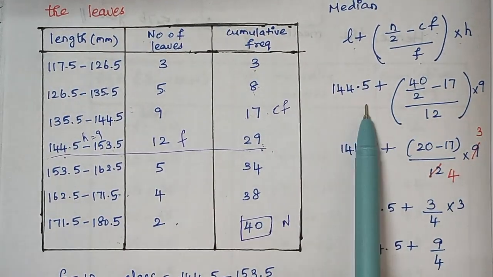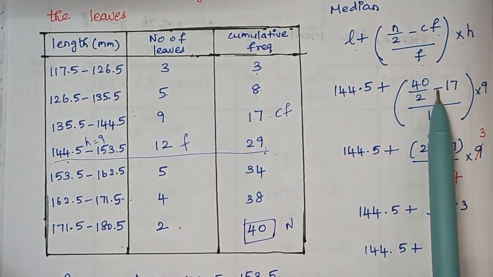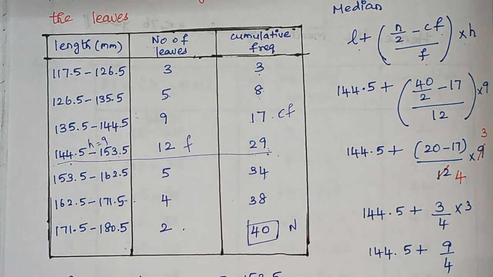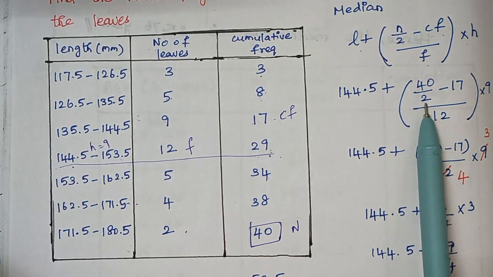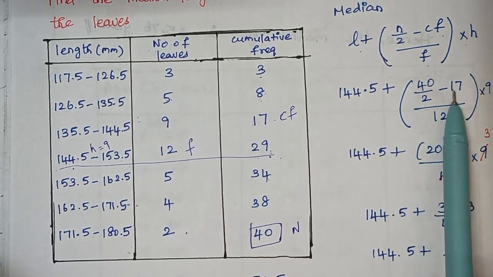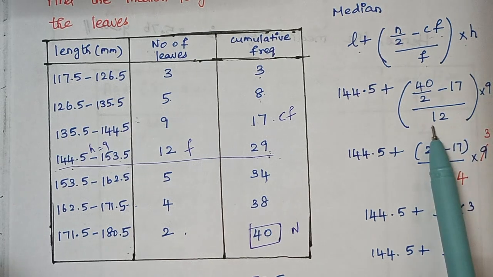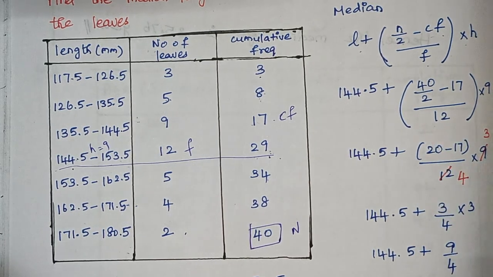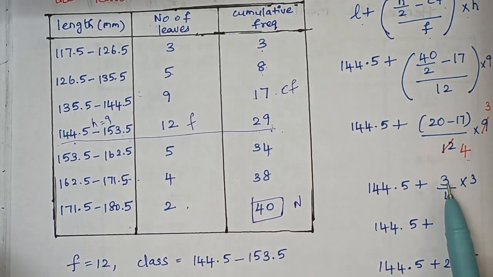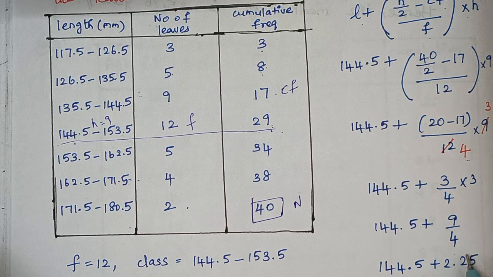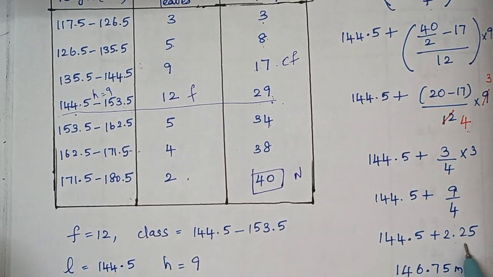The value of L is 144.5, N is 40, cumulative frequency is 17, and the value of H is 9. What about F? The value of F is 12. So 40 by 2 gives you 20. So 20 minus 17 gives you 3. And you can cancel 9 and 12 here 3 times. 3 3s are 9 and 4 3s are 12. So here again 3 3s are 9. So 9 by 4. When you divide 9 by 4, the answer is 2.25.